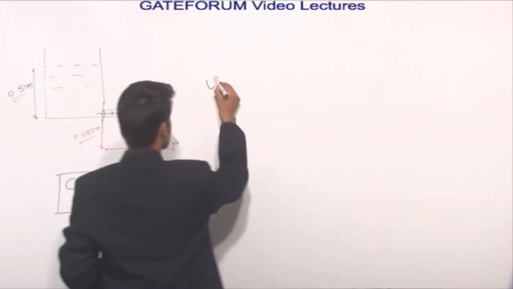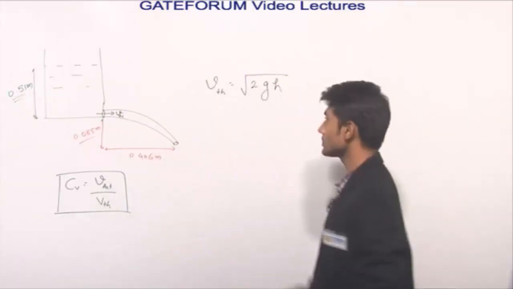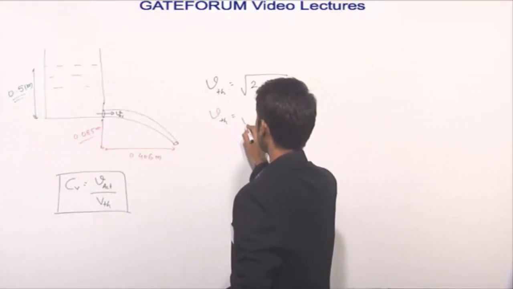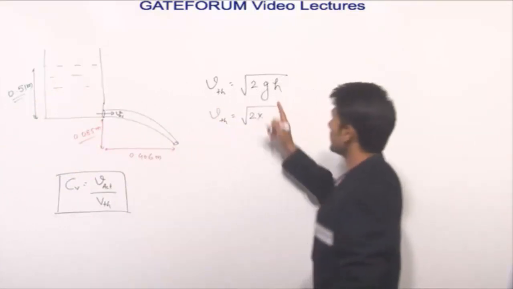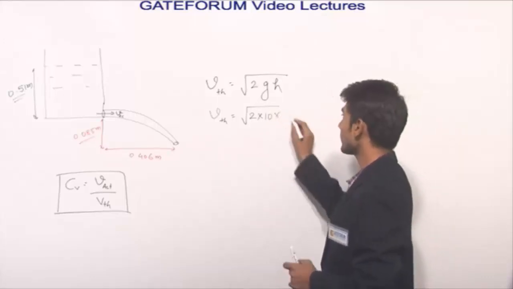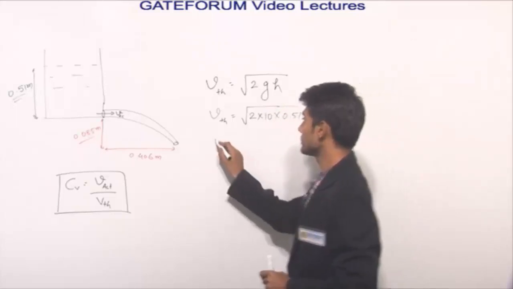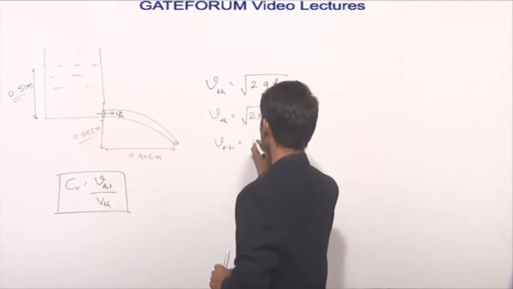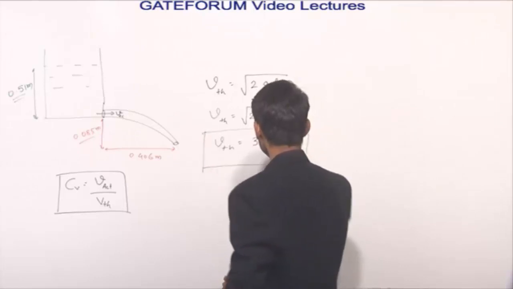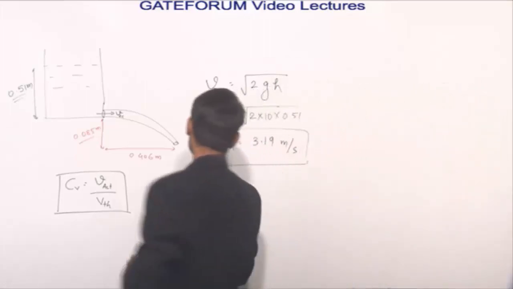And for theoretical velocity we have a formula root 2gh. So for theoretical we have a head that is constant 0.51, so we can write theoretical velocity as root 2 into g. For value of g I can take 10 or 9.81, anything. Since I am not having a calculator, I will use 10. H, for value of h 0.51. So velocity theoretical will come out to be 3.19 meter per second. It is an approximate value, you can write 3.2, 3.21, anything.